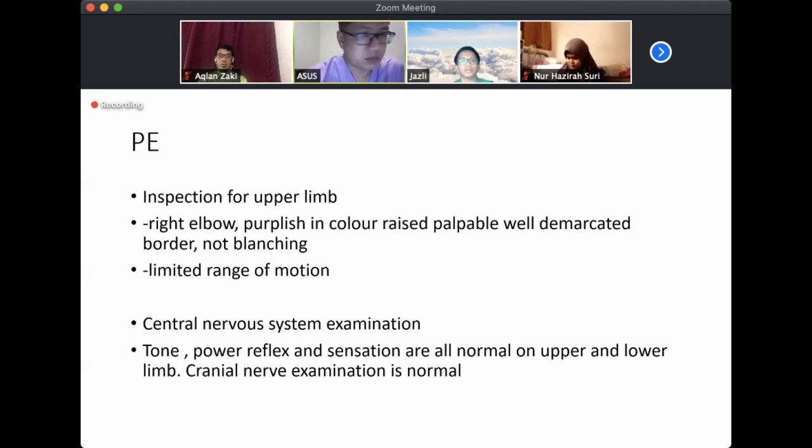On inspection of the upper limb, on the right elbow there's purplish in color, raised, palpable, well demarcated border, non-blanching lesion, with limited range of motion. Central nervous system examination, there's no abnormality found. The tone, power, reflex, and sensation are all normal on upper and lower limb. The cranial nerve examination is normal.